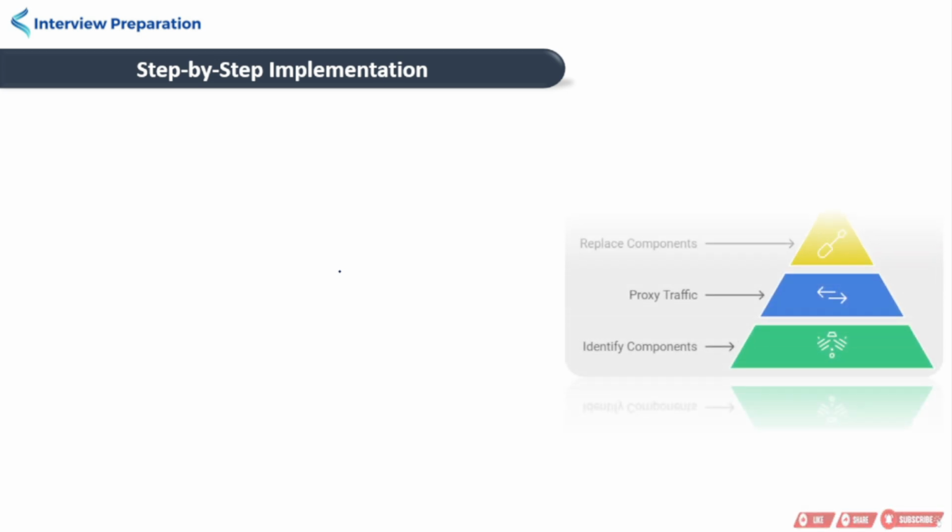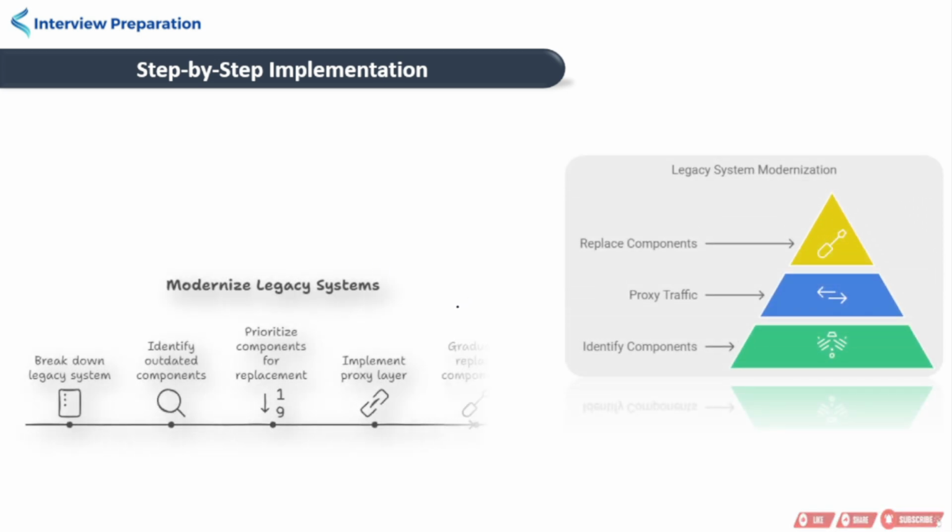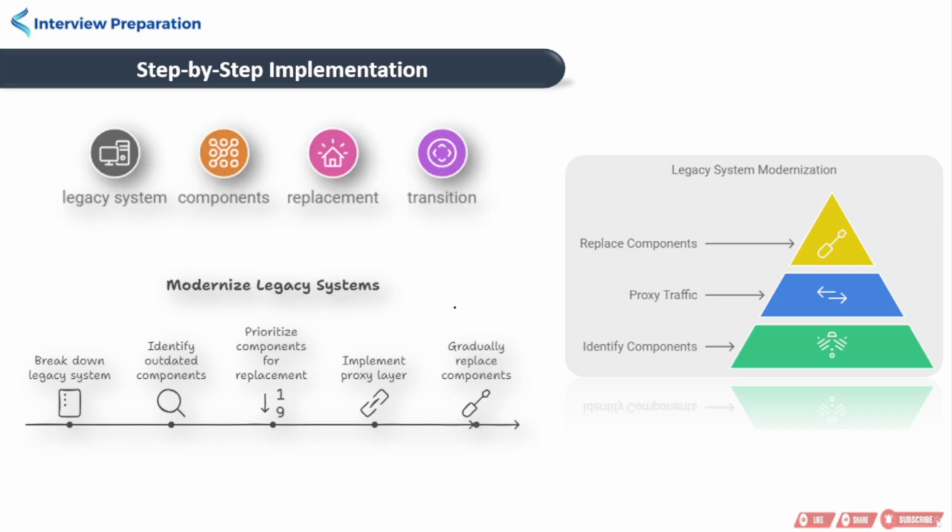Let's see the step-by-step implementation of the Strangler Fig pattern. First is identify the component to replace. Begin with breaking down the legacy system into manageable pieces. Identify which components or functionalities are outdated and prioritize them for replacement.